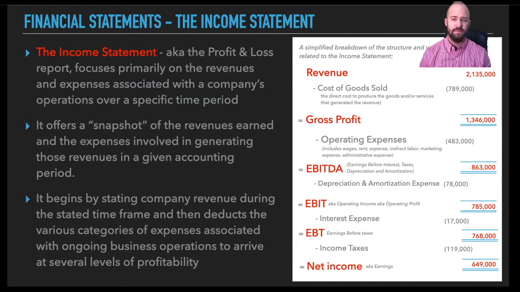So we see here in the income statement the different levels of profitability. We have gross profit, EBITDA, EBIT, EBT, and net income. The 3 financial ratios of margin are the gross profit margin, calculated from the gross profit level of profitability.